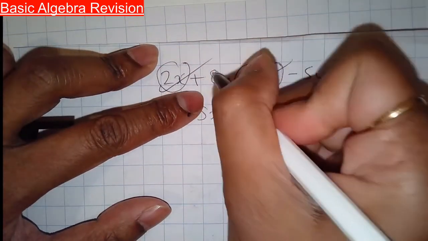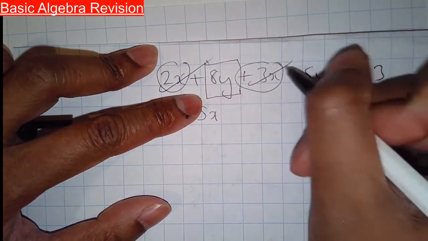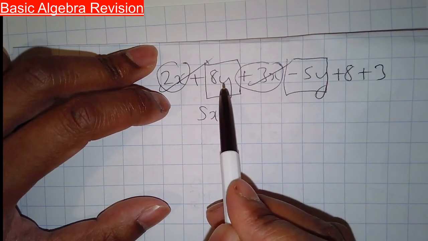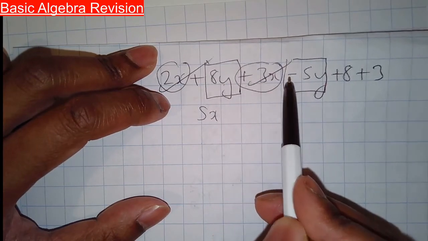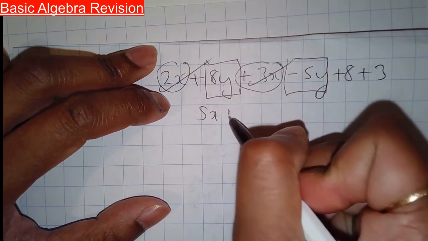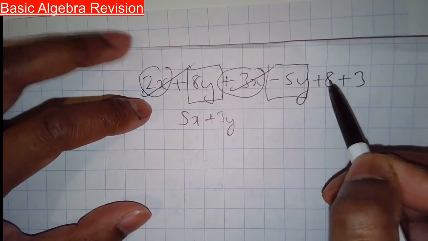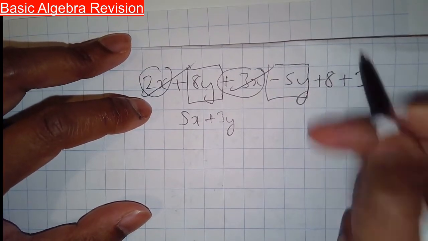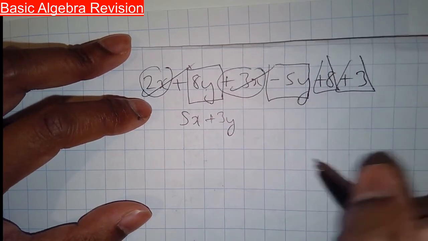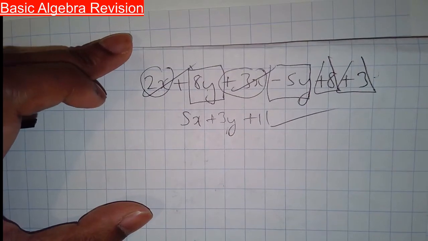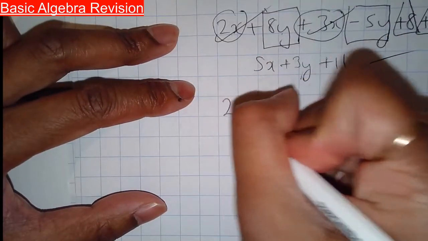Now look at the Y family. That's 8Y take away 5Y is 3Y. And now just the number family. 8 add 3 makes 11. Done. That's been simplified. You could have things like this as well.